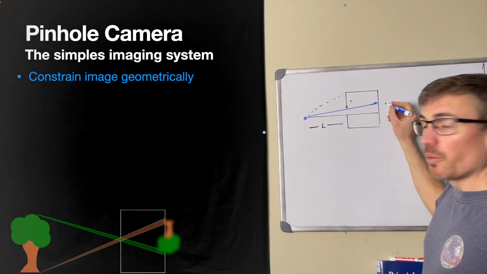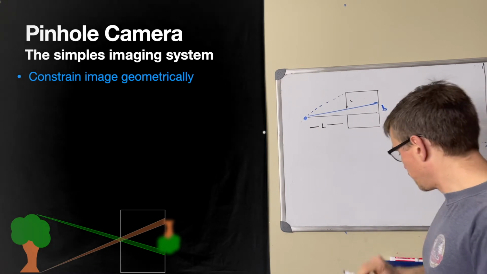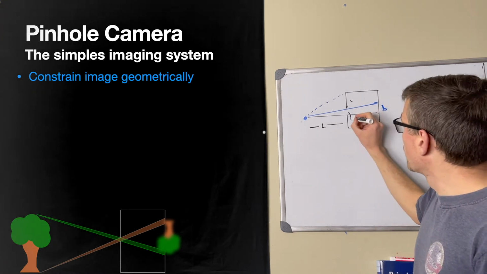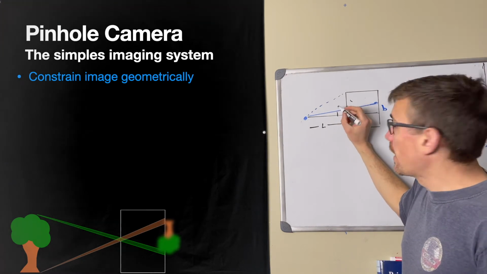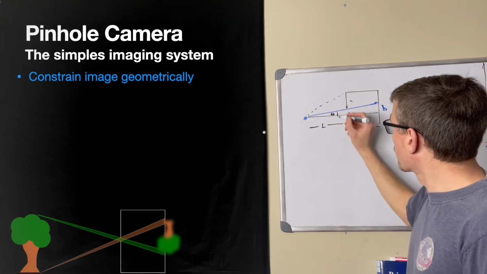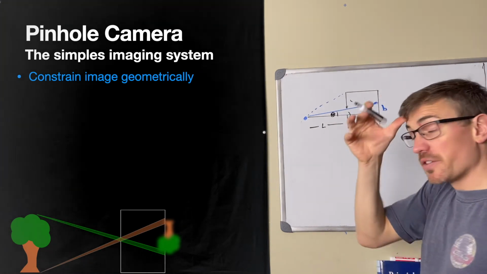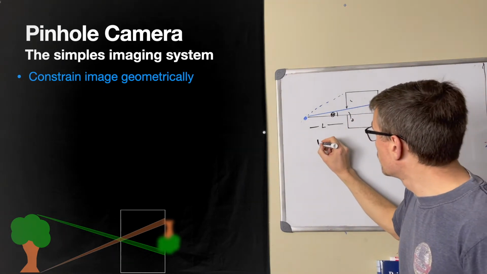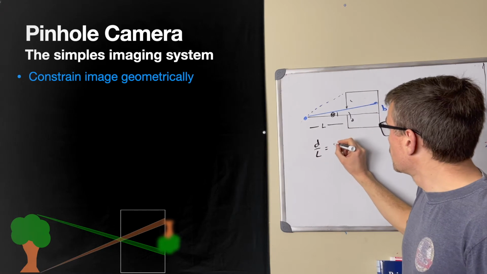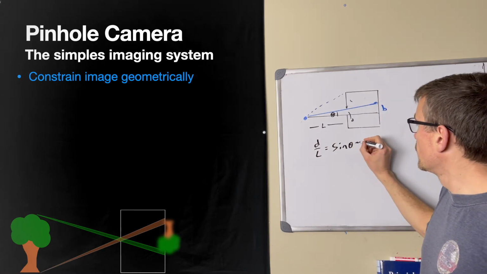So we have what we're going to call a spot size B. We have a diameter here, D. And this forms a range of angles we'll call theta, okay? We have a range of angles theta. So just from geometry here, we see that D over L is equal to sine theta, is approximately equal to theta.